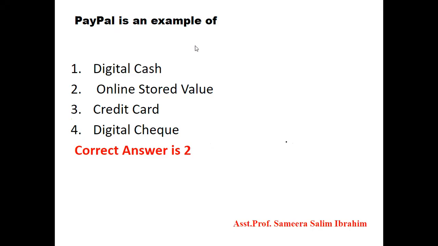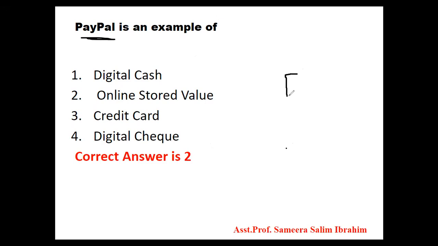PayPal. PayPal is an example of what? If you can see, it's like a merchant in between two transactions, between two banks. Suppose there is a bank A and a bank B, and in between there is some transaction going on, or suppose there is person A and person B sending an amount through some particular technology in between. That technology is PayPal, where you can transfer the amount from one account to another account using PayPal.